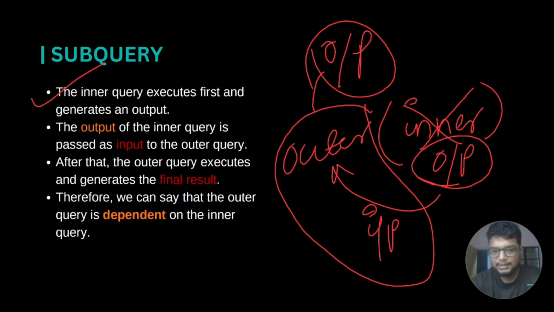By this we can say the outer query is dependent on the inner query. It means if the inner query doesn't give any result, in that case our outer query is not going to execute. The dependency of the outer query is on the inner query. When the inner query executes and gives the output, only then does the outer query proceed towards its execution. Otherwise we can't do anything.